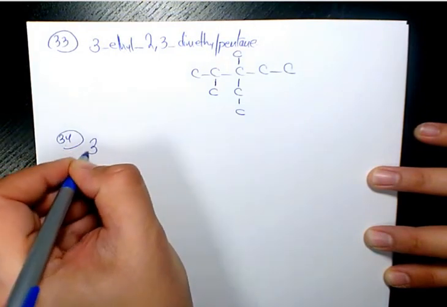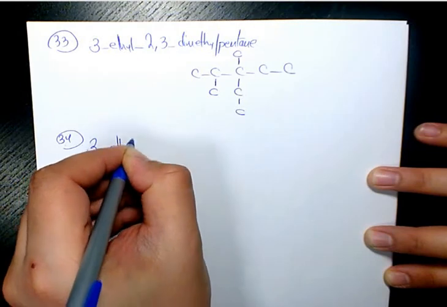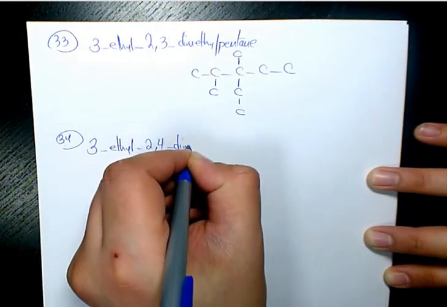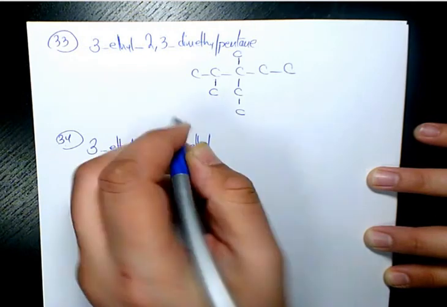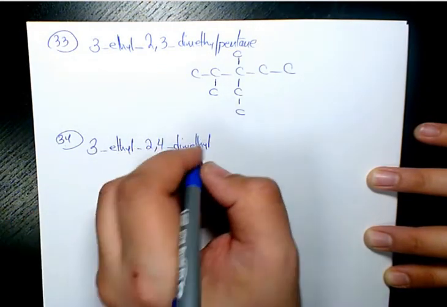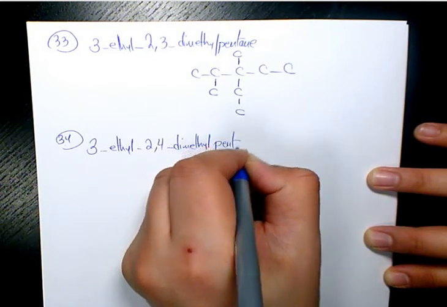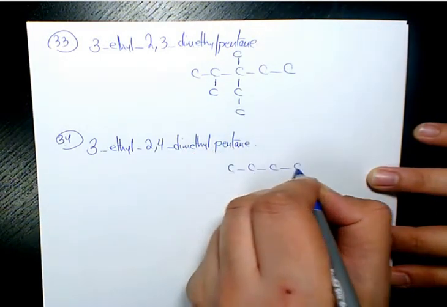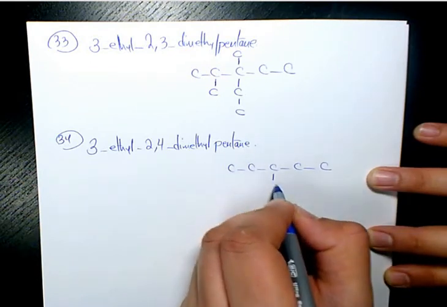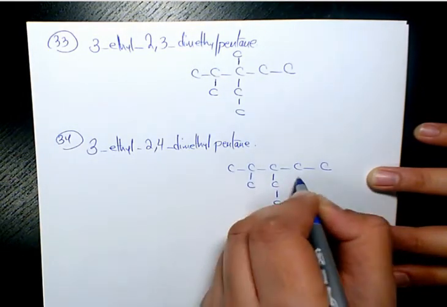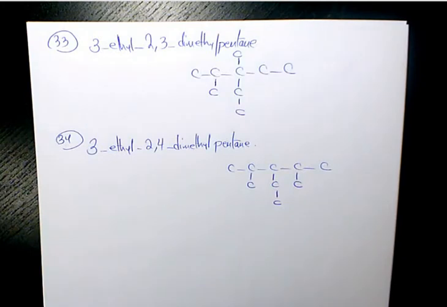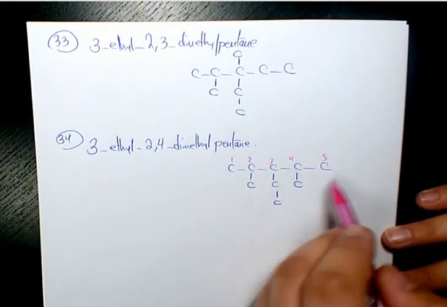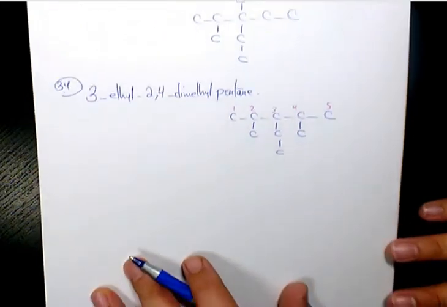34, when we have 3 ethyl, 2 and 4 dimethyl pentane. Which is going to be 1, 2, 3, 4, 5, 3 ethyl, 2 and 4 dimethyl pentane. 1, 2, 3, 4, 5. Again, it doesn't matter which way we go for numbering.